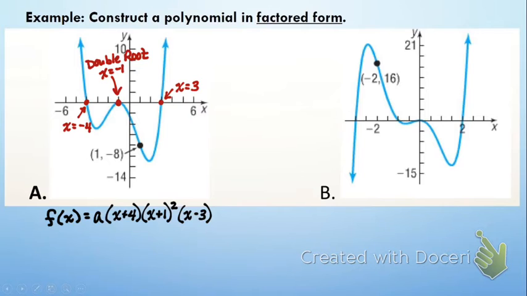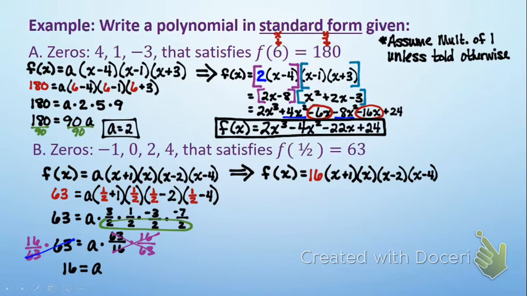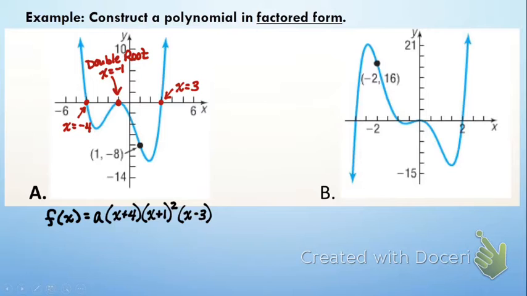On the previous problems, the ones right back here, they gave me a point. They gave me an x and a y that I could then substitute in to figure out what A was. Do I have information like that here? What do I have? 1 and negative 8. So I'm going to take 1. I'm going to put that in for x. I'm going to take negative 8 and put that in for f of x, my output.